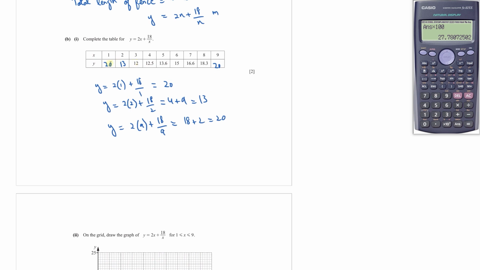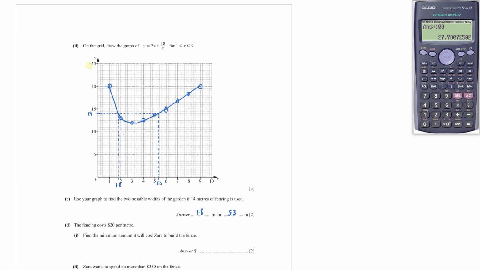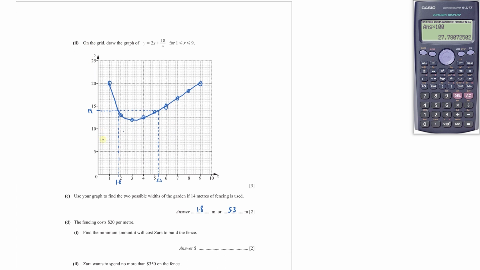So you started with 20, it kept decreasing up till 12, and after 12, it started to go back up. So the y value is the total length of fencing. So if she wants to spend the minimum amount, she will need the minimum total length of the fencing. So the minimum total length is this value here, which is 12.